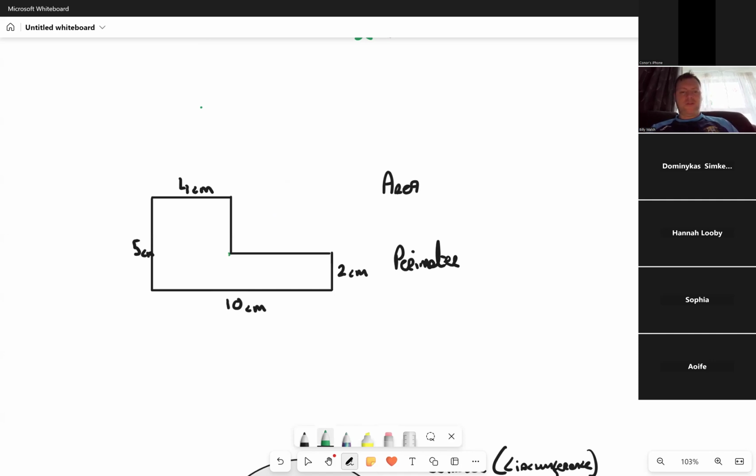Okay, Sophia, do you want to talk me through it? Where did you split this shape into two? I split after the 4. So here, is it? And did you go down or across? Down. Okay. So that's the way you split it, yeah? Yeah. Okay. So you have two rectangles then. You have this one and you have this one. And you're trying to get the area of both, yeah? And then you're going to add the areas together. So do you want to start with this one?